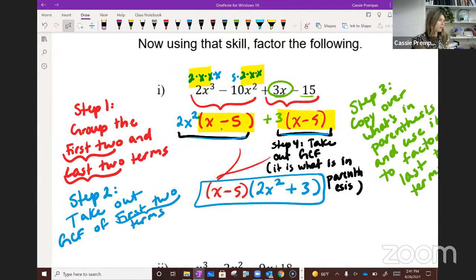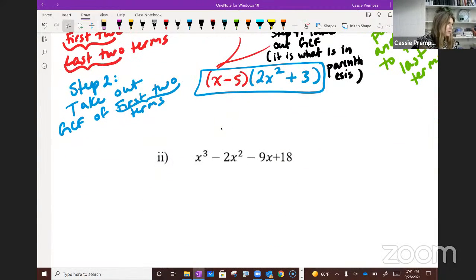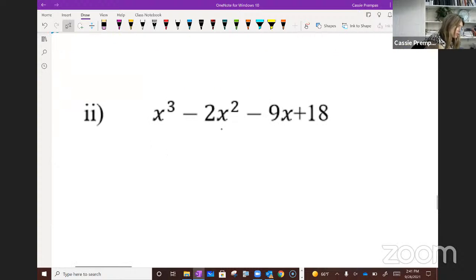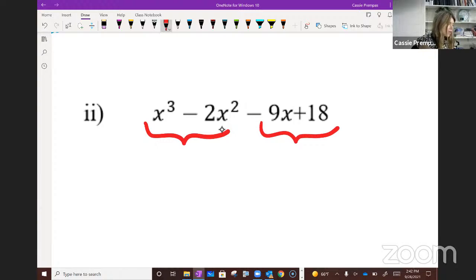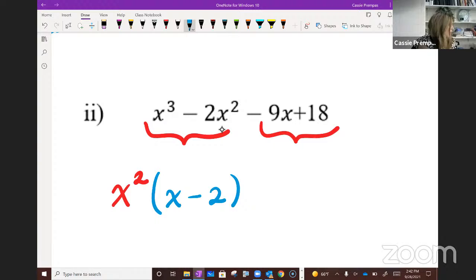Okay, so that first problem might have seemed long because we had to write down all those steps. Now let's try number 2, just following those steps. So step 1, group the first 2 terms and the last 2 terms. What's the GCF of the first 2 terms? Good, x squared, so we're going to take that out. And we'll be left with, what's x cubed divided by x squared? X, good. And then what's the second term? Yep, minus 2. What am I going to copy over to the other side? X minus 2. And what you put in the parentheses, what was left over?